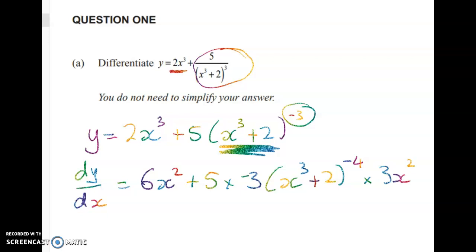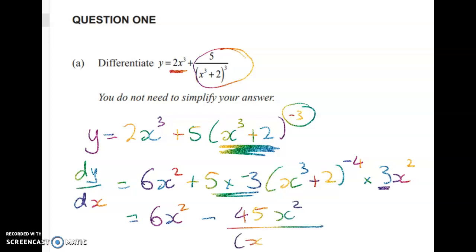Now, that's as much as you have to do to get an achieved tick, but I can't stand leaving it like that, so I'm going to clean it up a little bit. We'll get 6x squared. Putting the coefficient together gives me minus 45x squared divided by this. Okay, so that's 1a done.